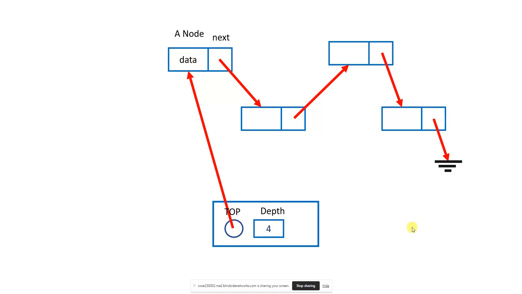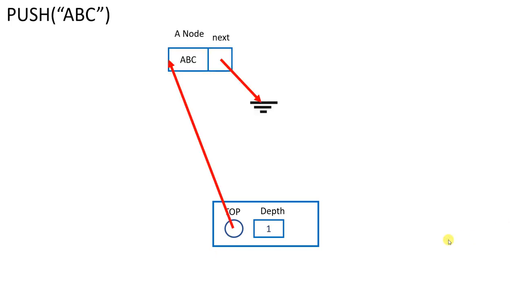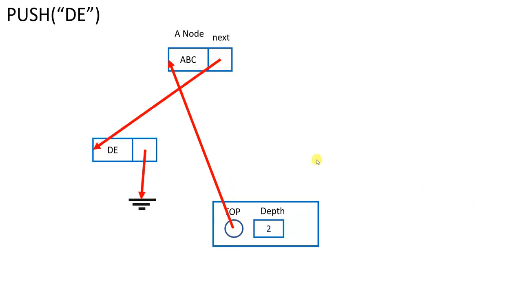So an empty stack by default looks something like this. It has a depth of 0, and the top pointer that is supposed to point to a node is actually null. And then you push a value into it. As soon as you push one value, the value goes into data, and the next of that one, because the top was null, becomes null. And then you push another value, and the other value gets added.